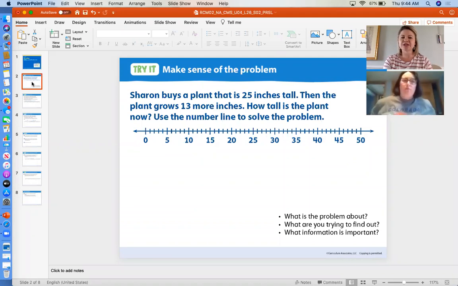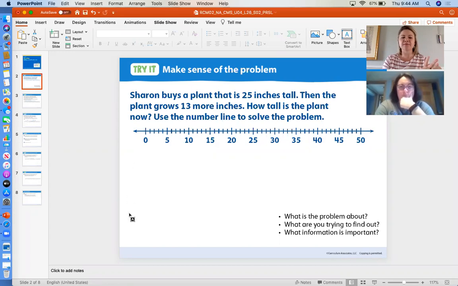It says Sharon buys a plant that is 25 inches tall. Then the plant grows 13 more inches. How tall is the plant now? Use the number line to solve the problem. Okay, so let's break this down first, okay?